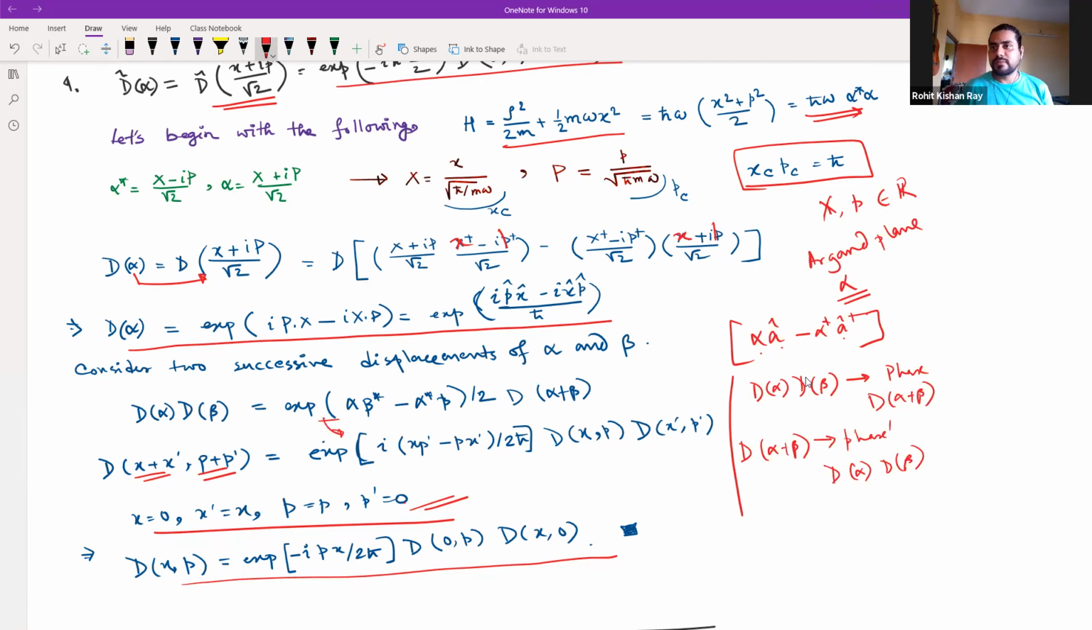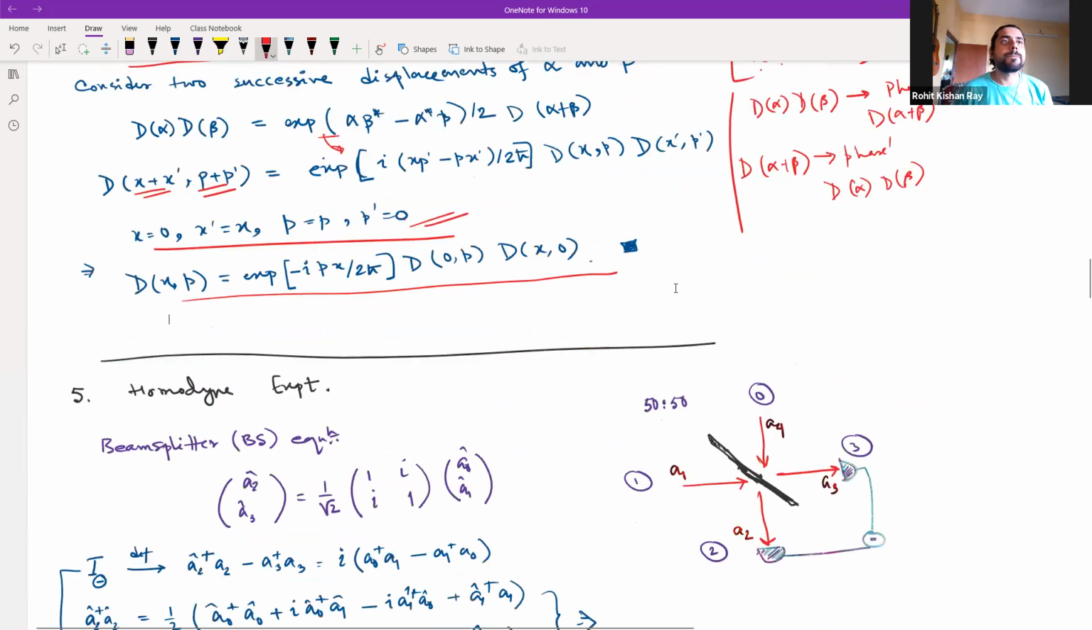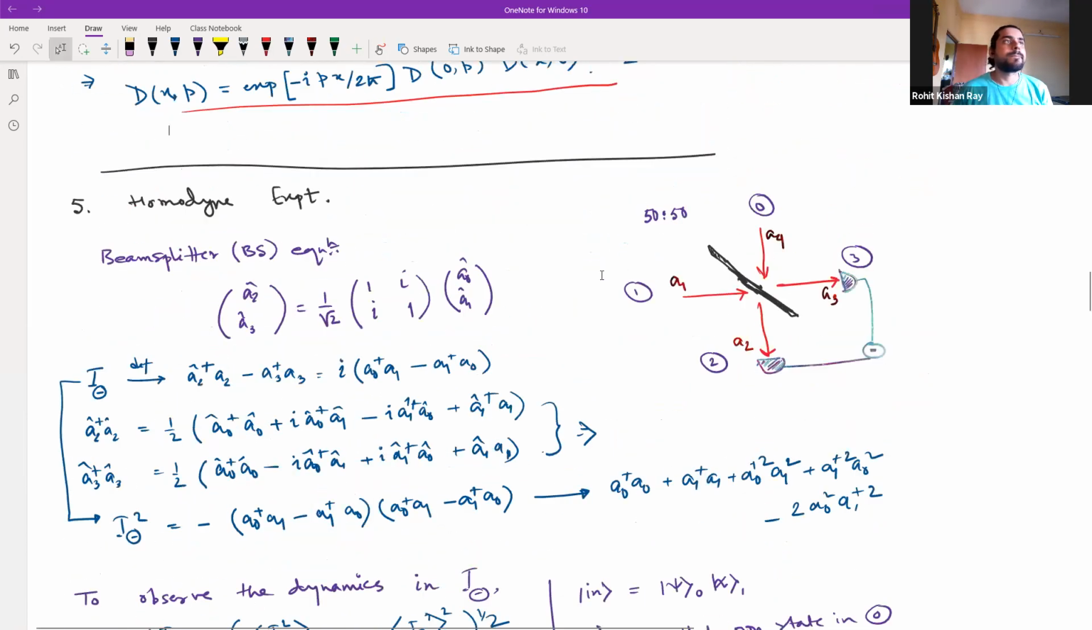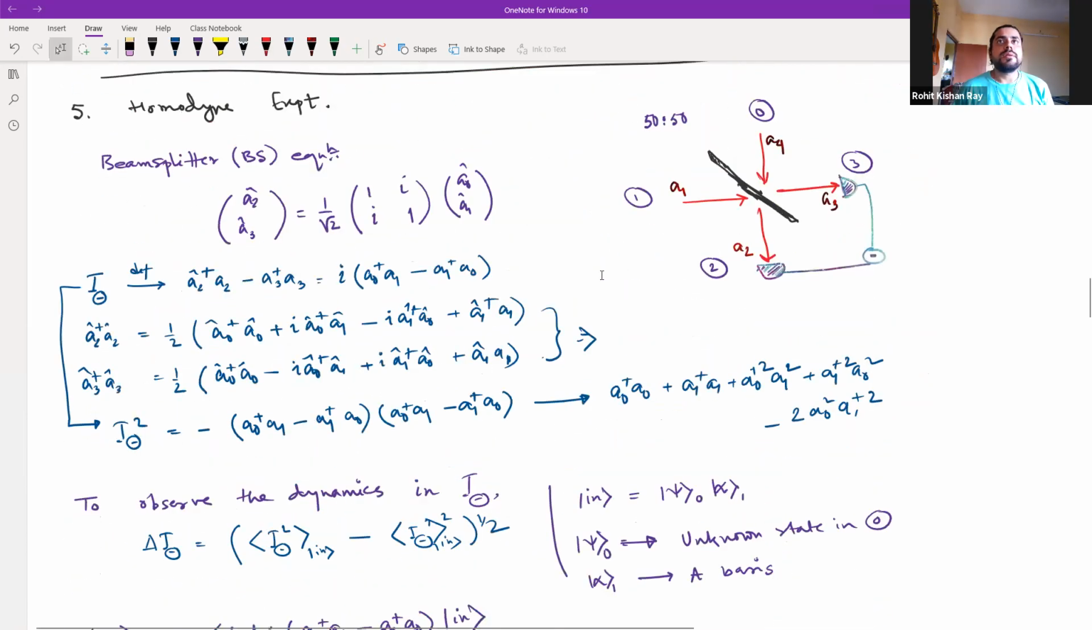Now I think we need the subtraction of intensities in terms of input port operators for the homodyne experiment. All right. So if anybody has any questions. Next.